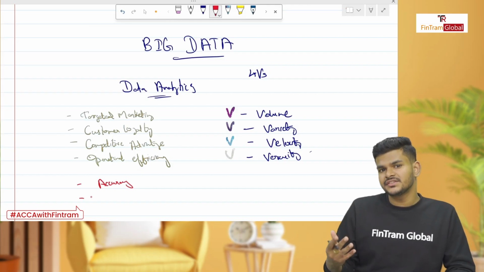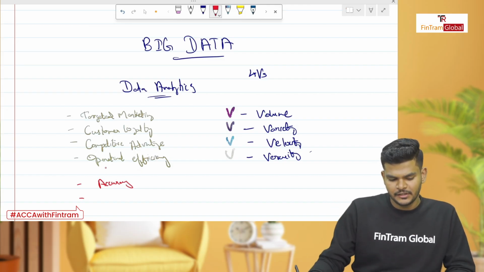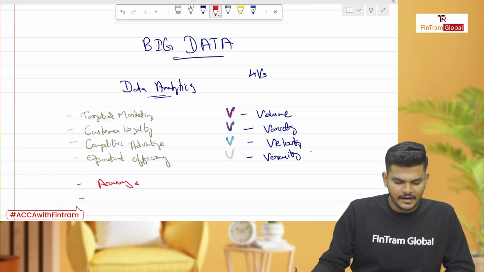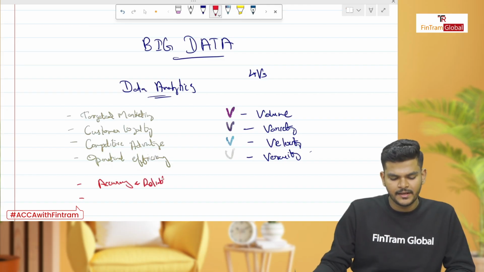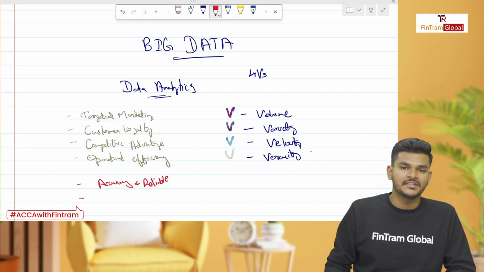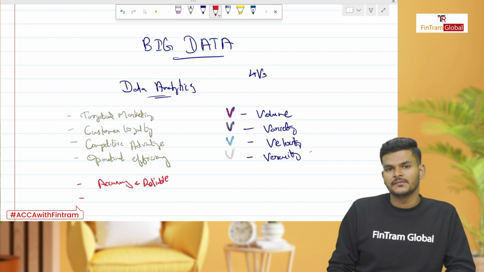And are the sources from which they're extracted reliable, right? That's also something that can be questioned as well, right? So that's another one of the disadvantages.